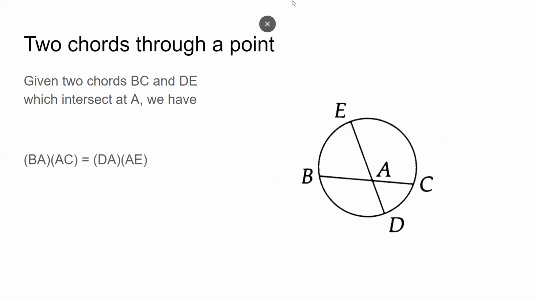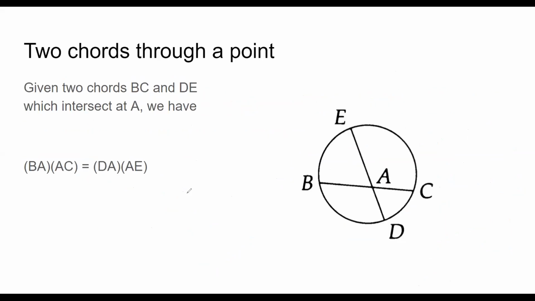Okay, so it's fairly easy to remember. Given two chords, BC and DE, which intersect at a point A here, we have BA times AC is equal to DA times AE. So basically what it's saying is the two parts that make up a chord, like this part and this part, when you multiply them, it's the same as multiplying the two parts of the other chord. So it's the same as multiplying this and this.